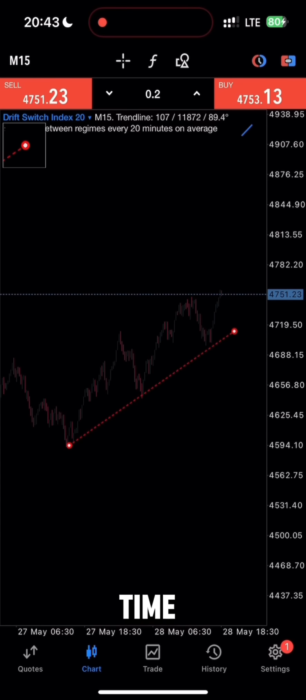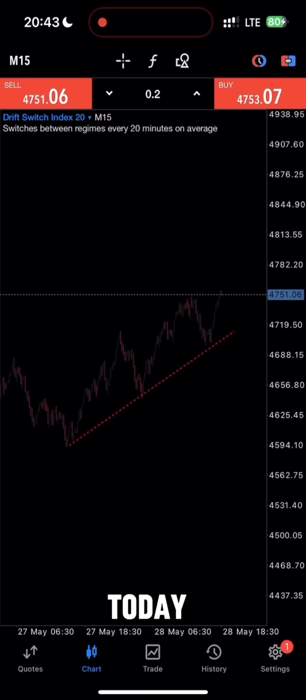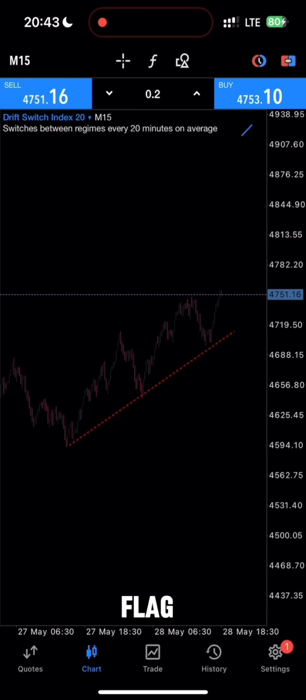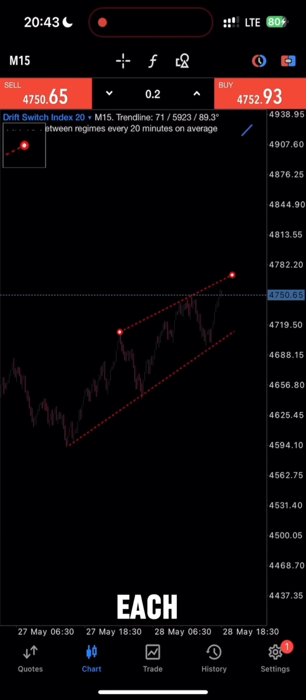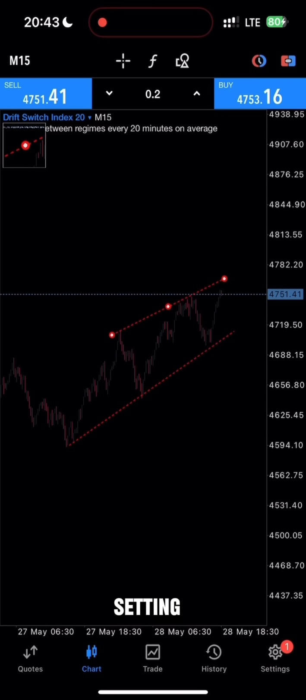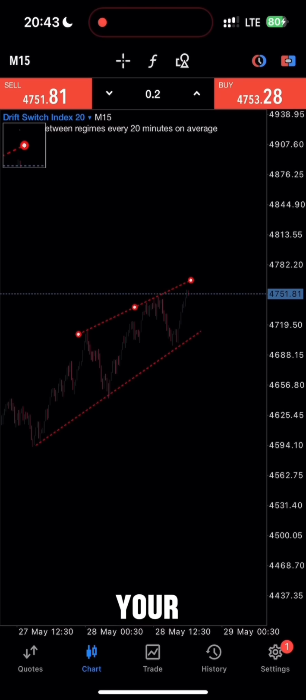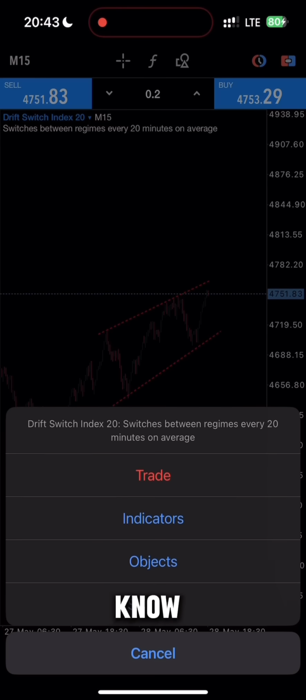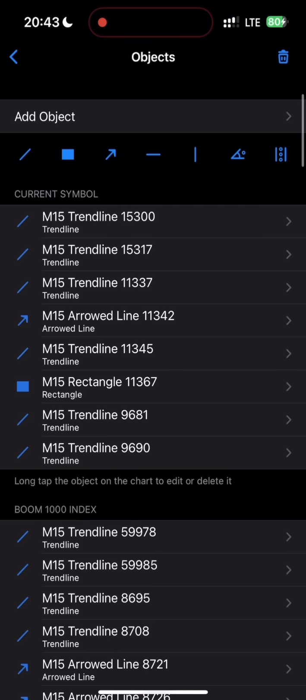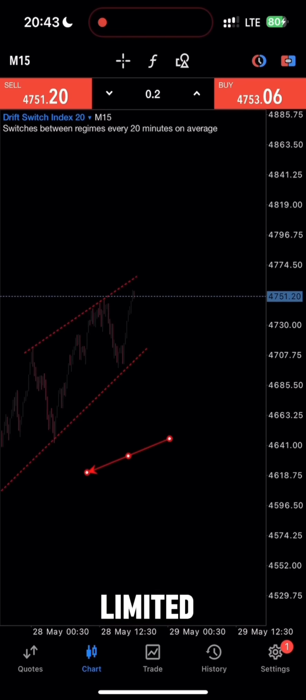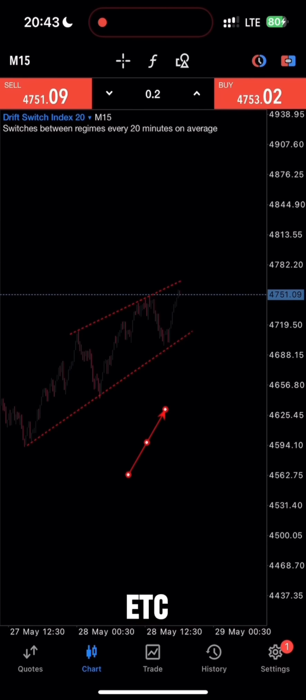Without wasting much time, I'm going to show you today how to find entries like I do, how to identify the flag patterns, each and every single detail, how to measure your stop loss without setting one, how to measure your TP, and how to set up your gray areas so that you know where the market direction will be limited to, the liquidation, etc.